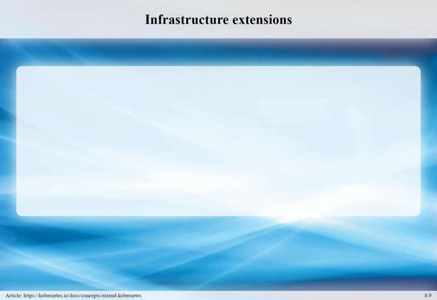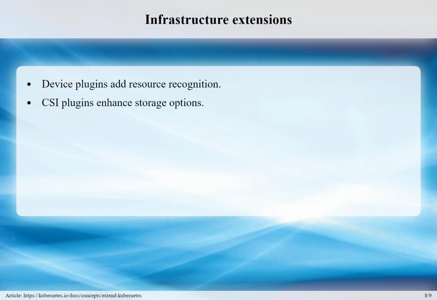Infrastructure extensions. Device plugins help nodes in Kubernetes recognize new resources, like additional hardware, beyond CPU and memory. Storage plugins, particularly the Container Storage Interface, CSI, expand storage capabilities by supporting various types of volumes, including external and ephemeral storages.